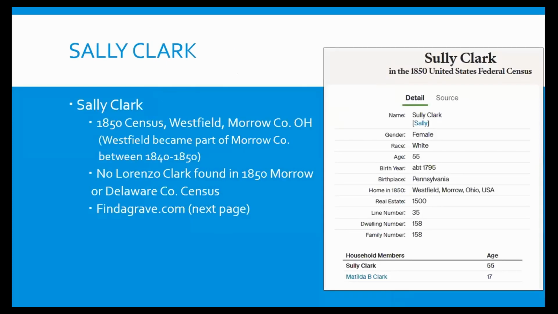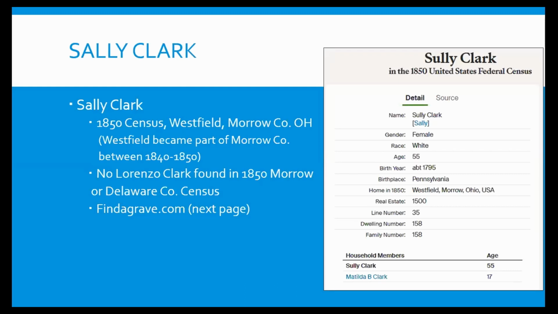So Sally Clark, remember, we're looking at Sally and Lorenzo from Delaware County. We can't find Lorenzo from Delaware County in 1850. So he's disappeared. He's not in Delaware County. He's not in Morrow County, which is the county that was formed out of Delaware County. When someone disappears out of a census, usually they either moved or they passed away. Or they could be off in jail or something like that, changed their name, gone underground. That happens, not frequently, but that does happen.